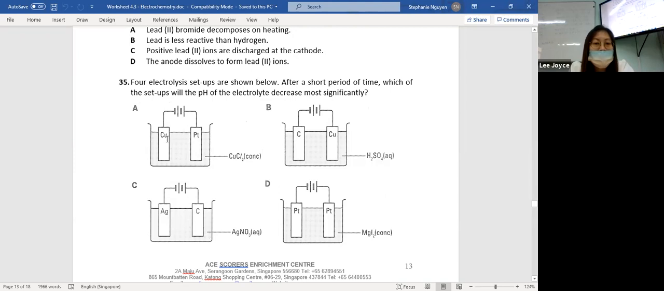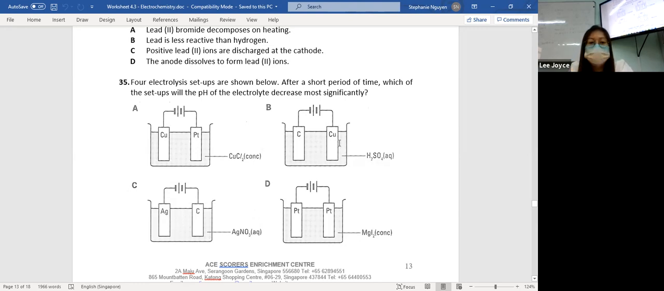And then at the cathode, it will have the Cu2+ discharged. It's very likely to be Cu2+ because, first of all, Cu2+ is more preferred to be discharged than the H+ ion. And moreover, the concentration is very high, so there will be a lot of Cu2+ ions. As a result, you'll see an increase in the mass of the copper electrode. That's for option A.